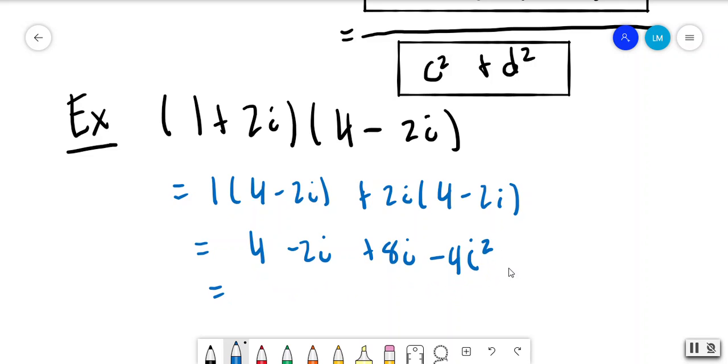Basically that's going to be positive 4, so that's going to be 8, and then you have plus 6i. So there's our complex conjugate. I'm sorry, no. There's our product. So we have our product of 8 plus 6i.